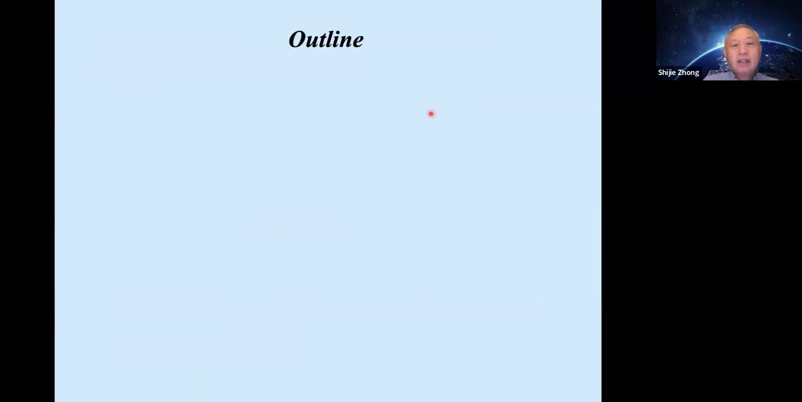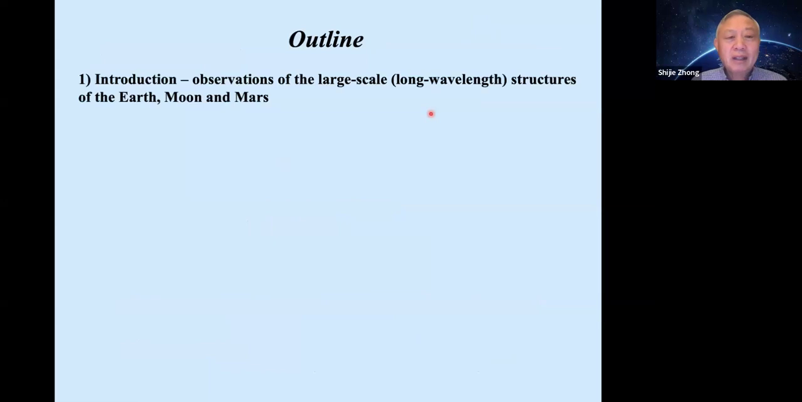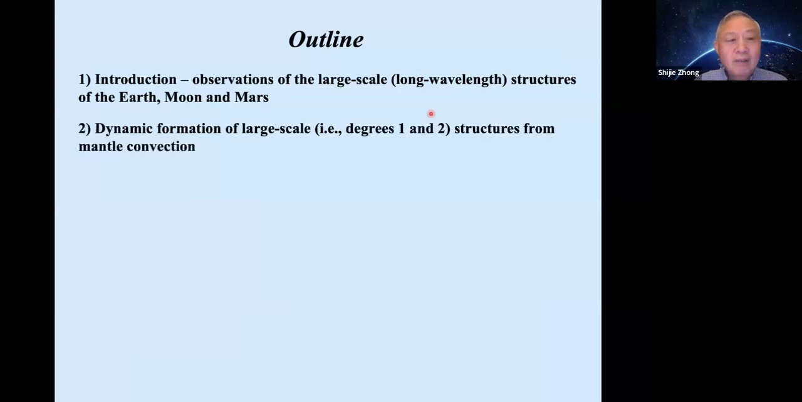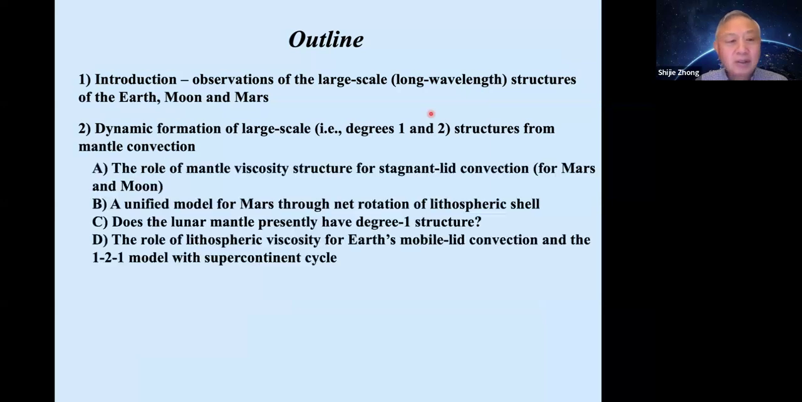Here is an outline of my talk. At the beginning, I'd like to present some of the important observations of the large-scale, or what we call long wavelength, structure of the Earth, the Moon, and Mars. Then I will discuss the dynamic formation of large-scale structure from mantle convection, or mantle dynamics. By large scale, I mean really the longest wavelength features that we see for these planets. In particular, there are four topics that I'd like to discuss, and they're all related to mantle dynamics, as we will get there. Then of course at the end there will be a conclusion.